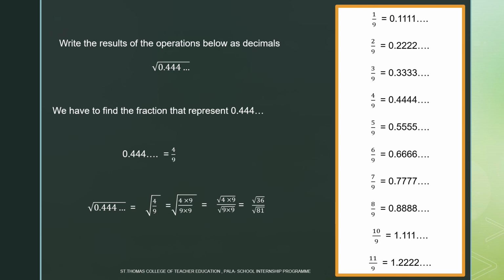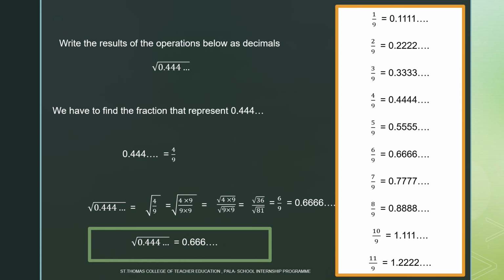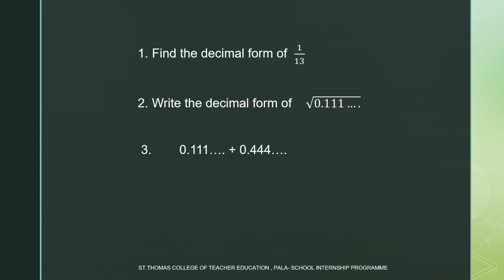We all know square root of 36 is 6 and square root of 81 is 9 and so we get the answer as 0.666 etc. from the table. So here square root of 0.444 etc. is 0.666 etc. Now I am giving you some homework questions. All of you write it down and find it out.